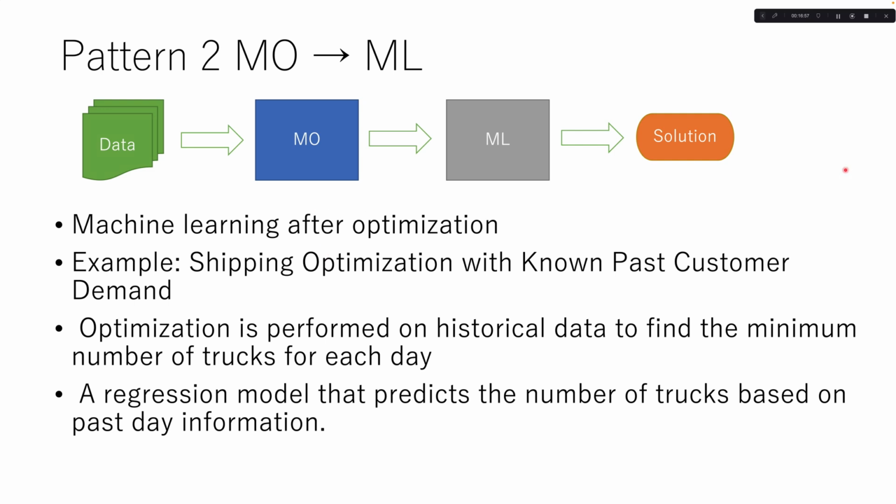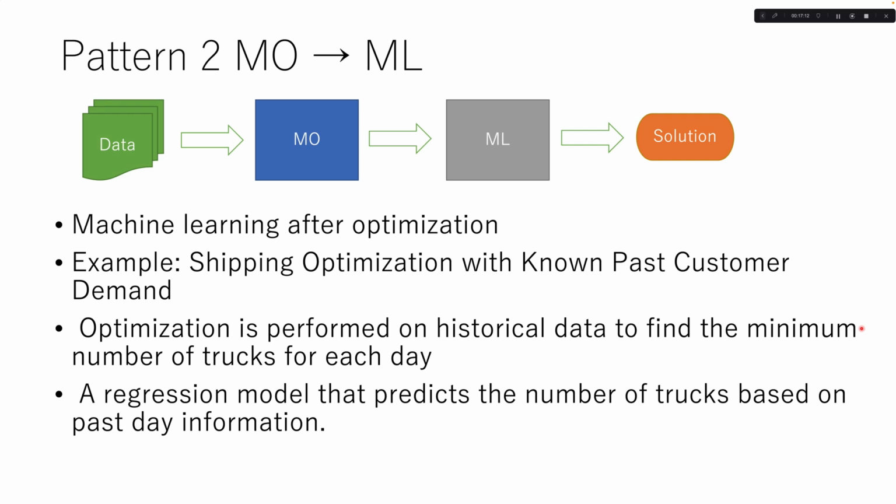You can perform delivery optimization on past data to determine the minimum number of trucks needed for each day, then use machine learning to predict the number of trucks based on the features of past days. This is an example of the MO first, ML second approach.